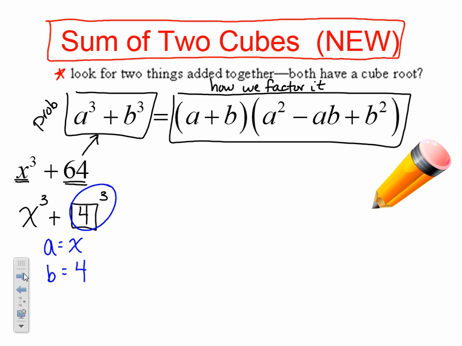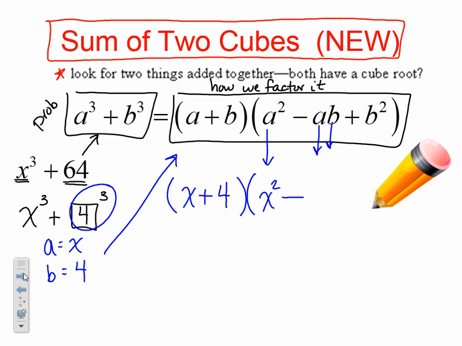So everywhere up here in this how-do-we-factor-it pattern, we're going to replace every A with an x and every B with a 4. So it's going to look like x plus 4, because that's the A and the B. Then it says do the A thing squared. Well, the A thing was an x, so I'm just going to write x squared. Then put a minus sign. Then take the A thing and the B thing and multiply them. The A thing and B thing are x and 4. If I multiply them, it becomes 4x.